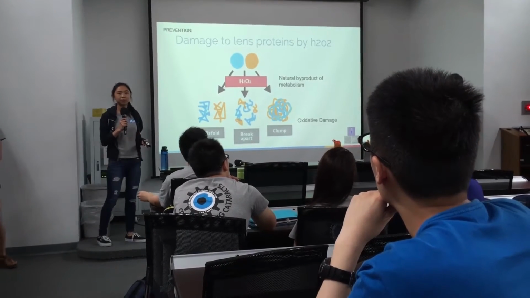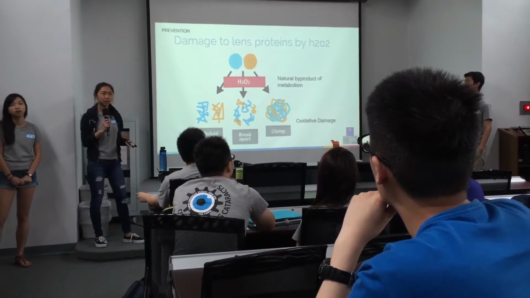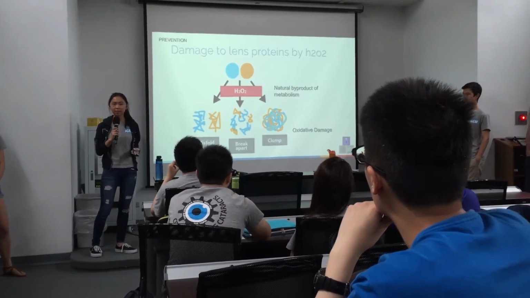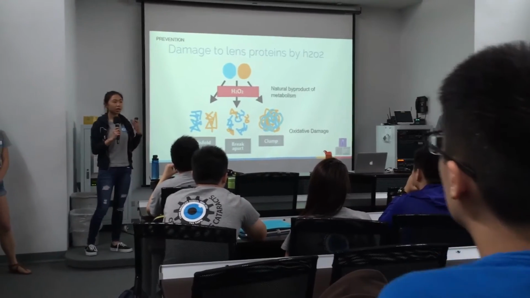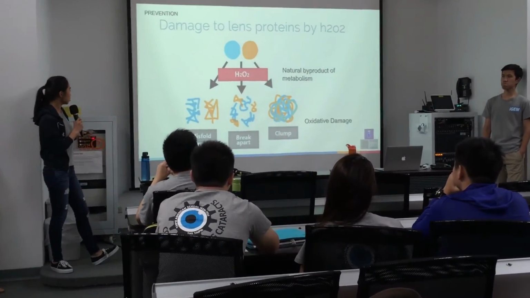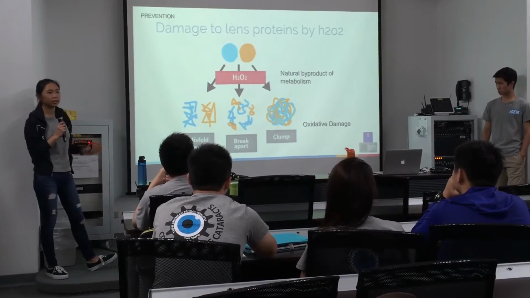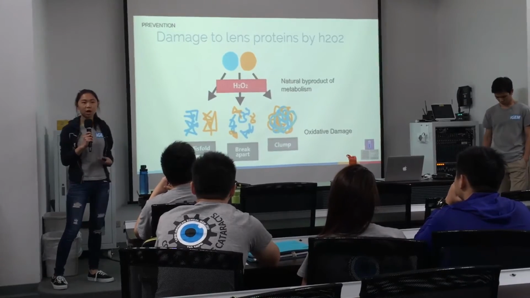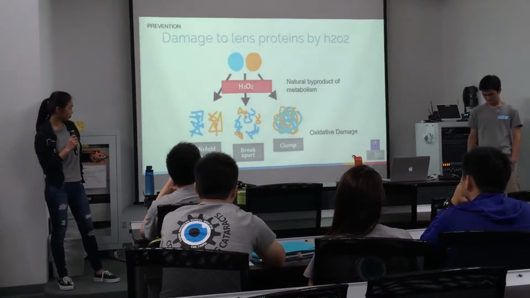Degradation of the protein happens because of something called hydrogen peroxide. Hydrogen peroxide is a natural byproduct of metabolism in the cell. In our lens, when we have too much hydrogen peroxide, it leads to protein misfolding, breaking apart, and clumping. The damage of hydrogen peroxide on these proteins is what we call oxidative damage.